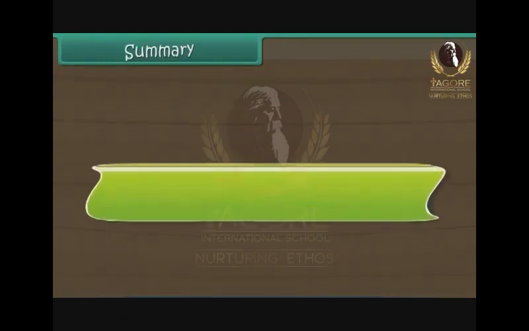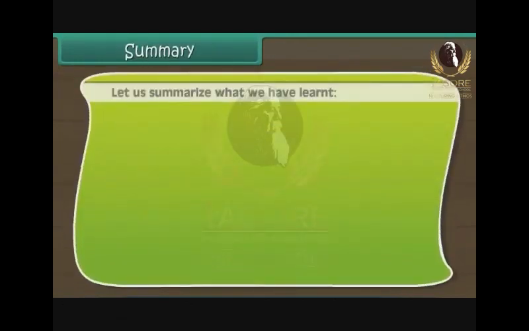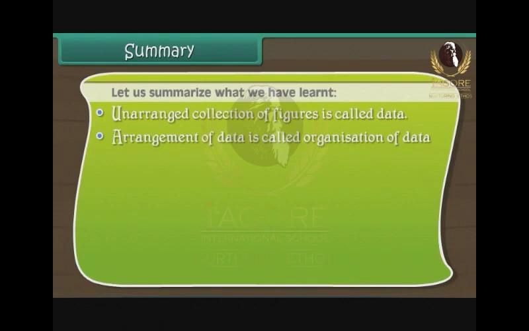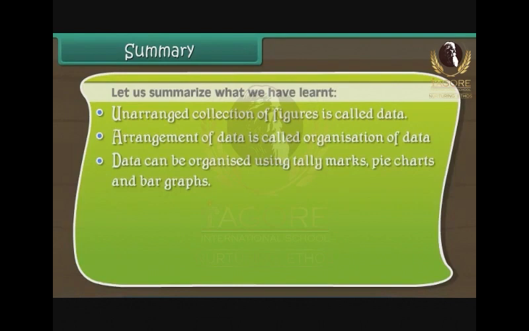Summary. Let us summarize what we have learned. Unarranged collection of figures is called data. Arrangement of data is called organization of data. Data can be organized using tally marks, pie charts, and bar graphs.